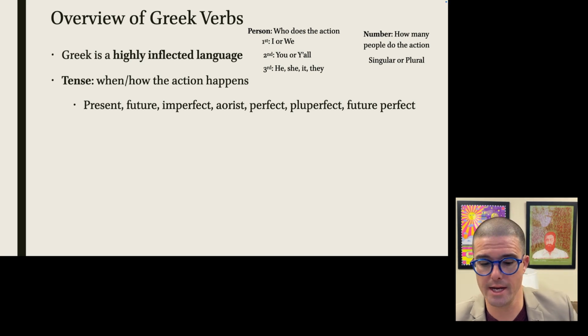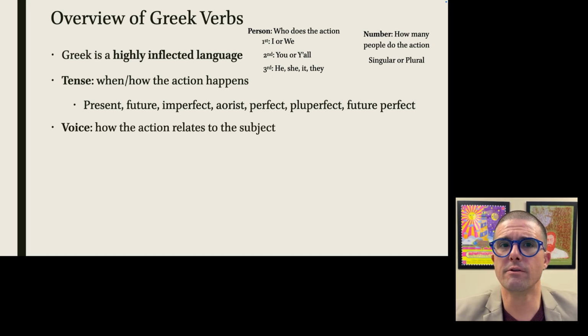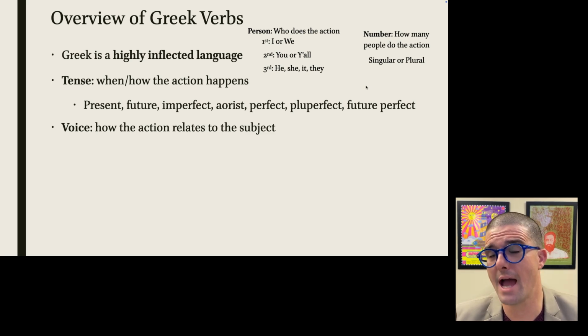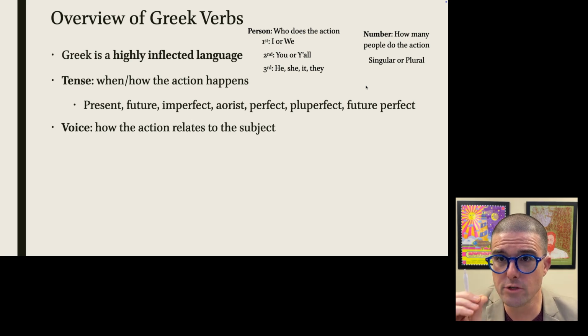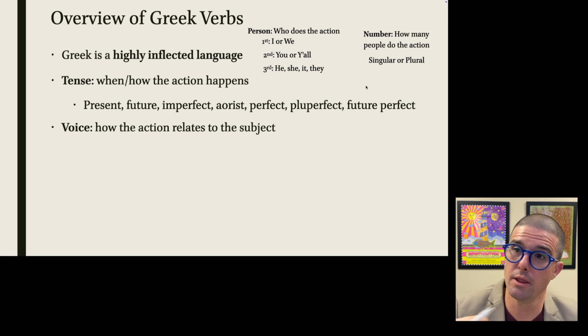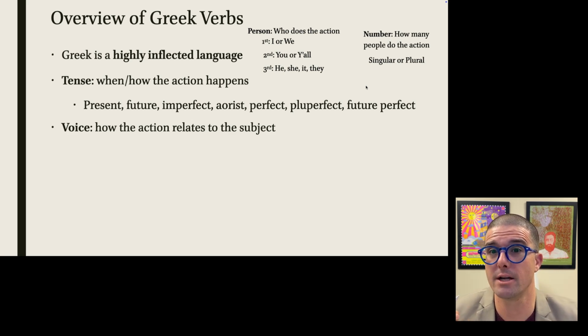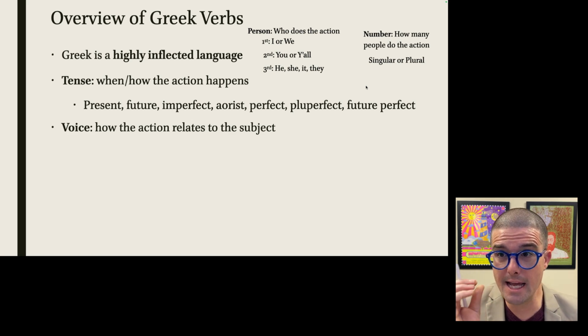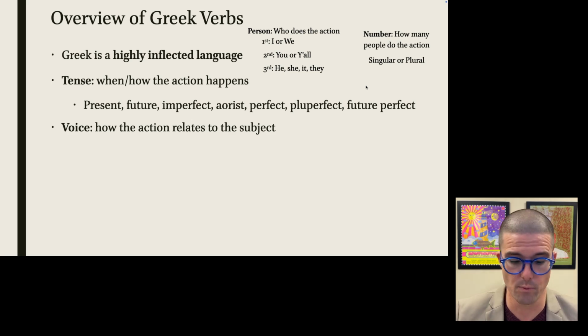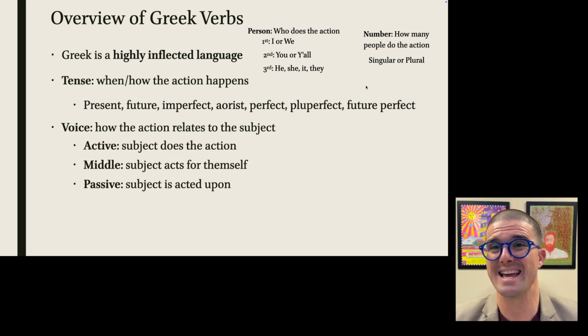Greek will also change its form of the verb for voice, and that is how the action relates to the subject of the sentence. The subject is the central figure with respect to the verb, but how the verb relates to the subject differs based on voice. And again, the voice of a verb is indicated in the verb itself rather than with words appended to it. So with the active voice in Greek, the subject is doing the action. Dr. Elder teaches. Dr. Elder is the one doing the teaching.